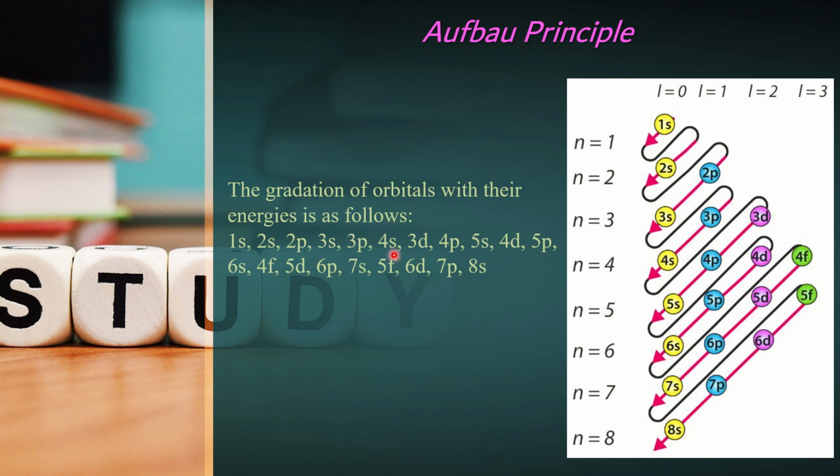This is the gradation of different orbitals according to their energy level. And in this way, by making the serial of different orbitals, you can easily do the electronic configuration of any element.